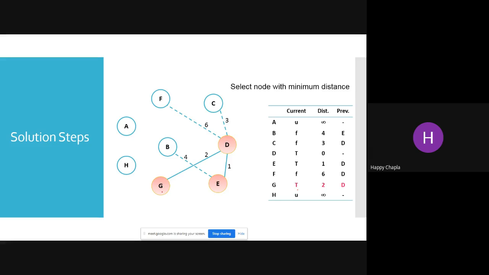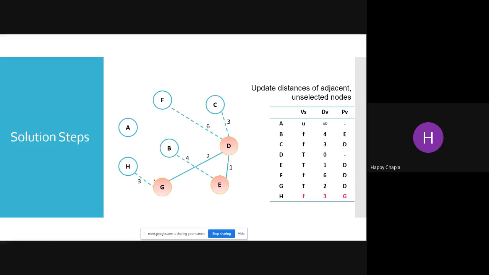Now at which place am I? I am at this G. Now find out the adjacent node of my G. According to this, we have only one edge from G to H, that is with 3. So now we have the values 3, 4, 6 and 3. Now select the minimum out of these four values.